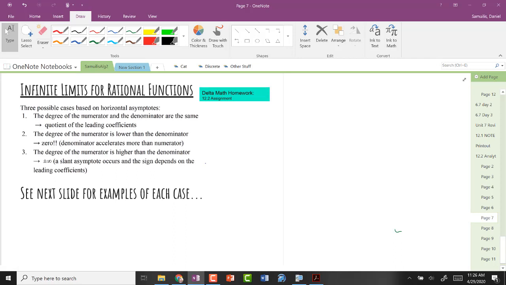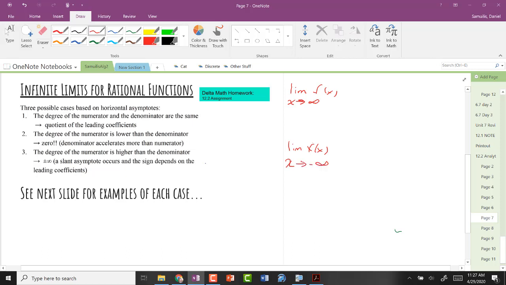All right, limits for rational functions. So we did this actually in Unit 1 where we were talking about end behavior. So remember with end behavior, we have the limit as x approaches infinity, or the limit of a function as x approaches negative infinity.